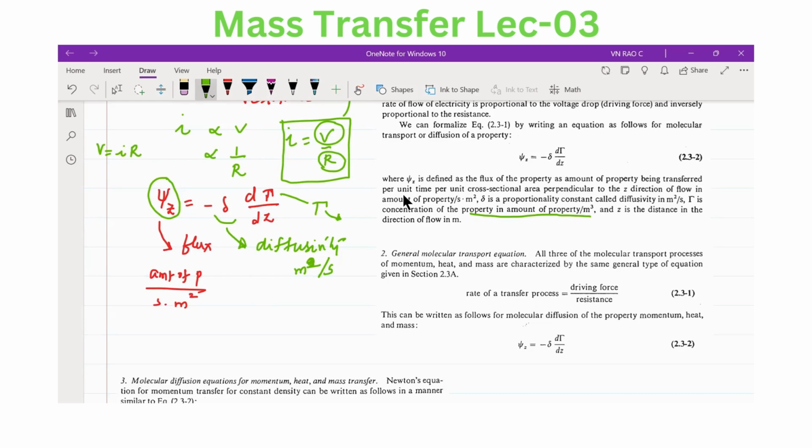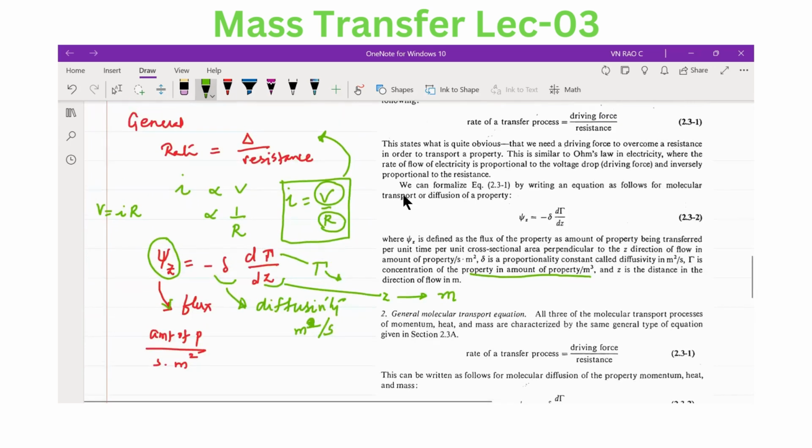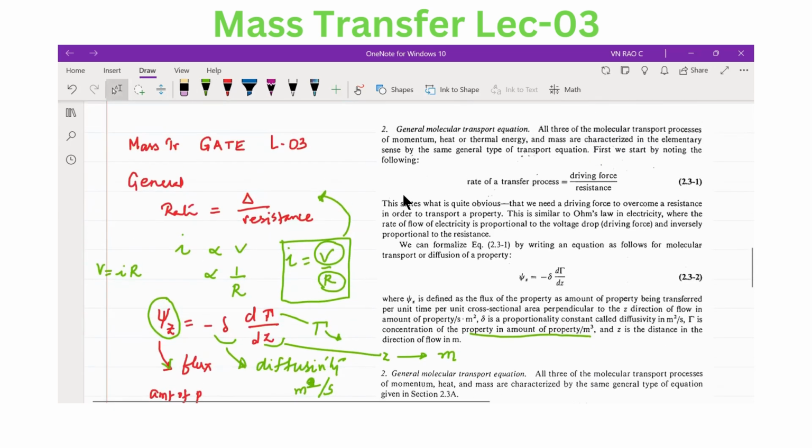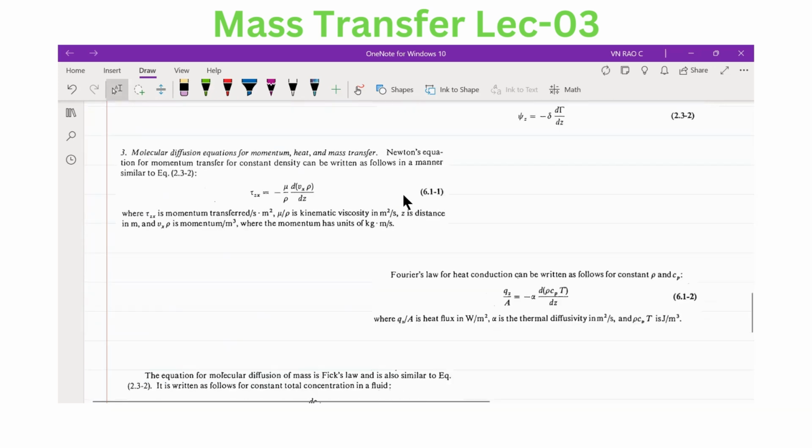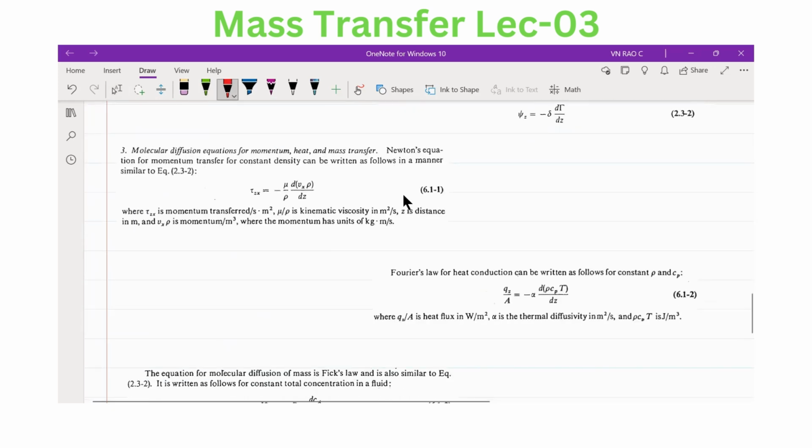What is the next term available with us? That is z. Z is the distance in the direction of the flow, in meters. Hope this is clear to all of you at this place. So we started with a general molecular transport equation in this session. Now let us see the equations with respect to the three transport processes or three transfer processes.